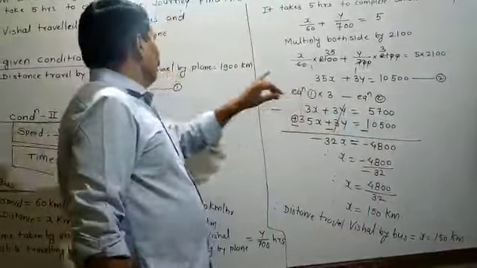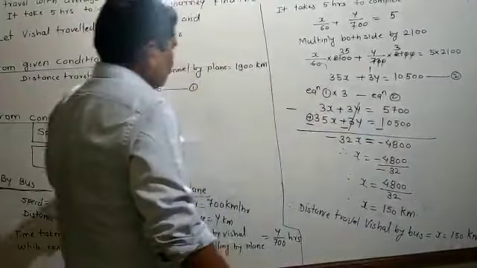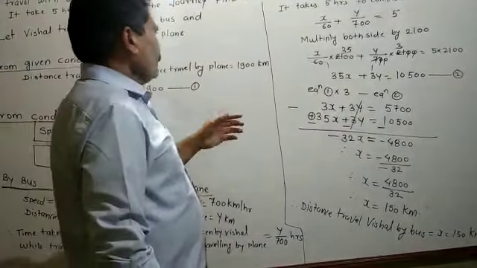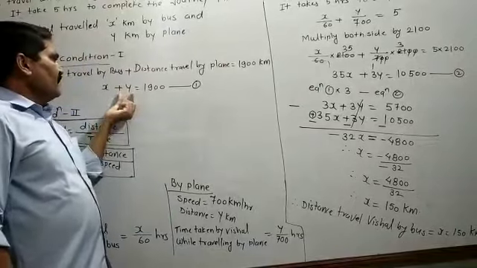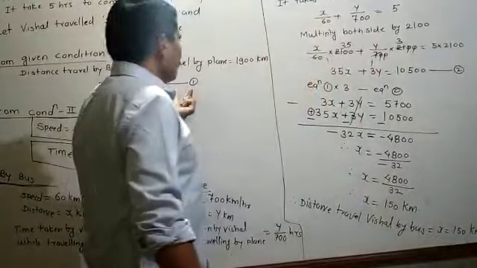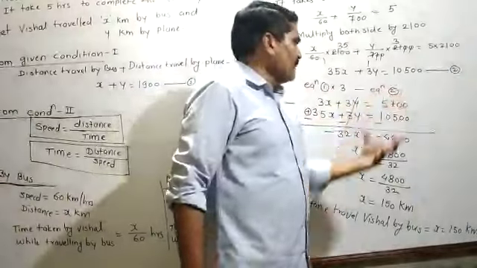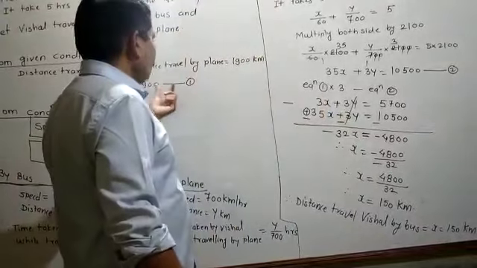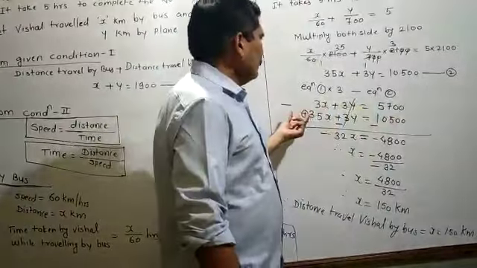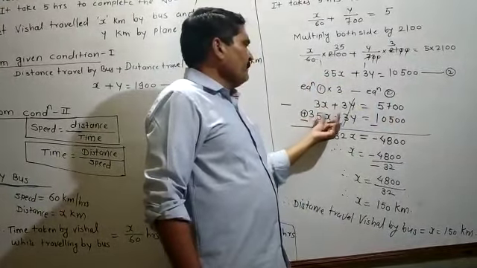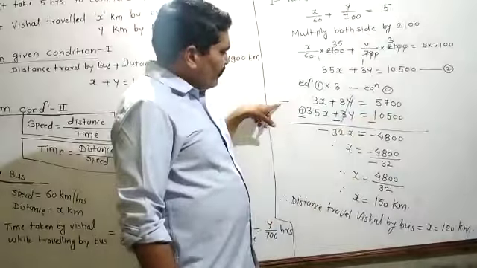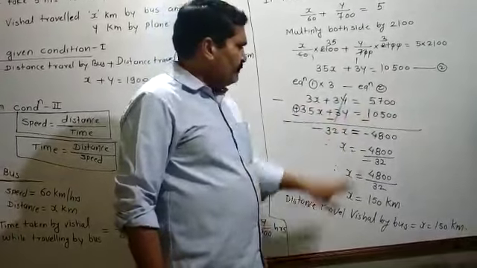Then you have to solve these two simultaneous equations by elimination. If you want to solve, at that time you have to equate one of the terms. The coefficient of y is 1 in this and the coefficient of y is 3 in this. So multiply equation 1 by 3, minus equation 2. After multiplying equation 1 by 3, this will come 3x plus 3y is equal to 5700. And this equation as it is, you have to write 35x plus 3y is equal to 10500. Once we give the minus sign, plus becomes minus, plus becomes minus, plus becomes minus.